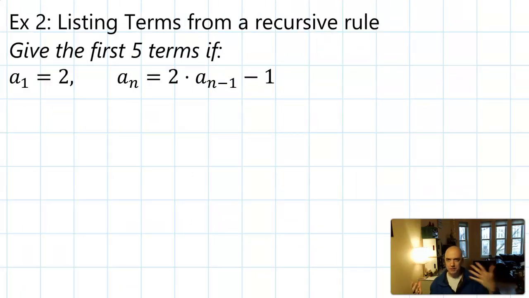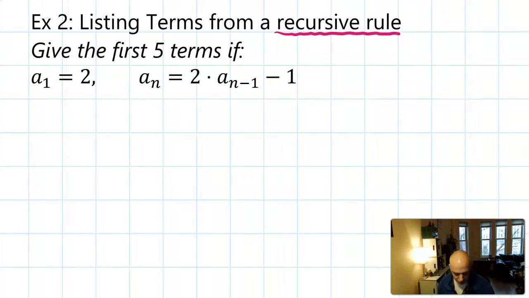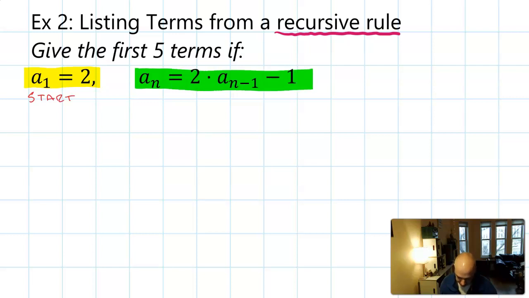So one other way to look at sequences is to give what's called a recursive rule. Recursive means like the word recur, to happen again or go over on itself. So this is like a looping rule that refers back to itself. A recursive rule always has 2 parts. It has a part where they tell you a starting value, and then a second part where they tell you the actual recursive rule.